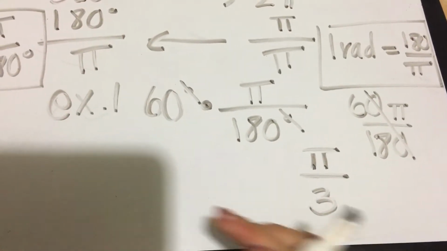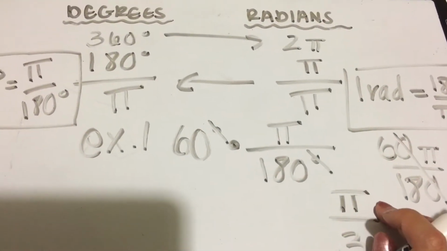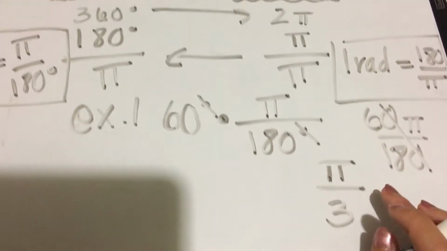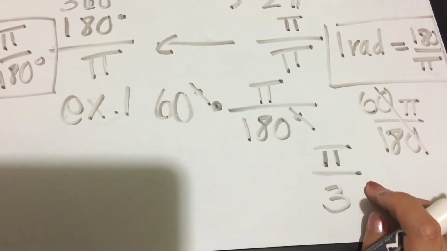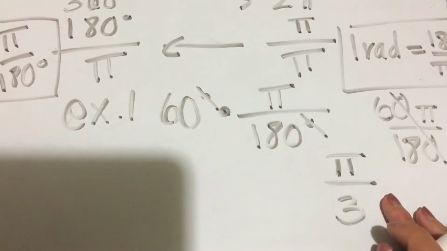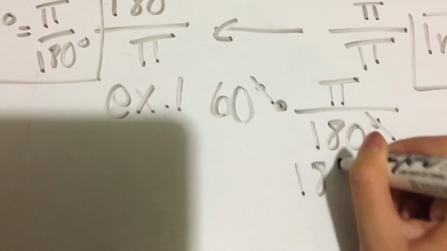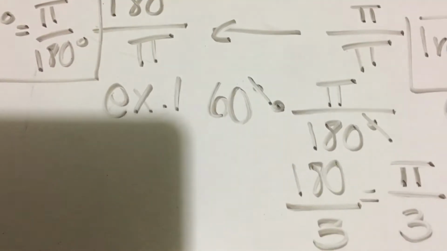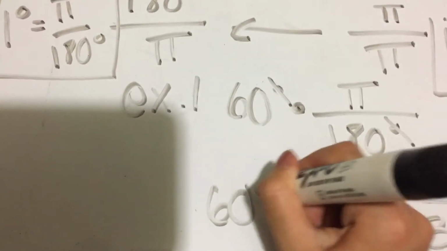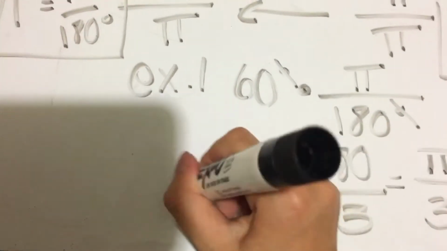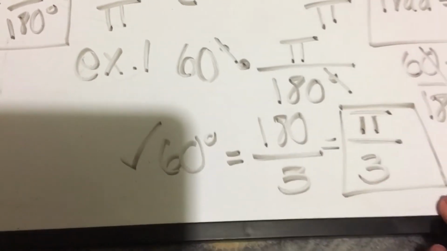To do a simple check, all we have to do is change pi into 180 degrees and divide by 3 to see if we get 60 degrees as we had initially. And surely we get 60 degrees. That checks off, meaning pi over 3 is our correct answer.